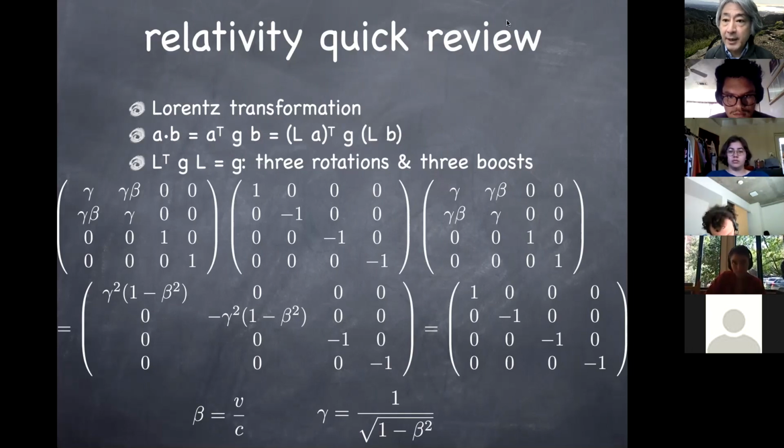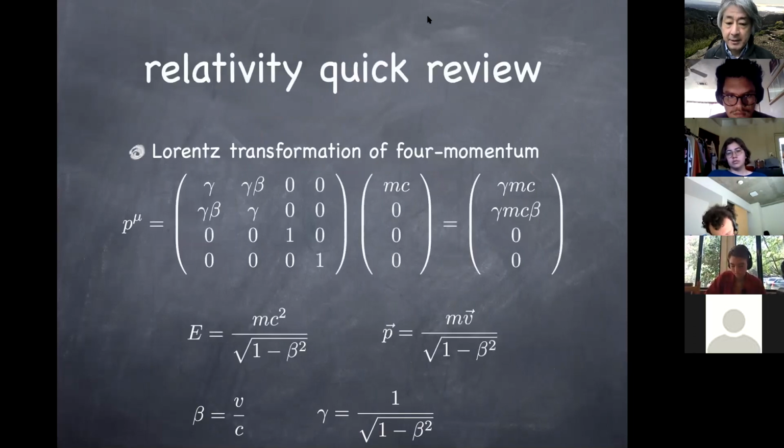Maybe I should actually use the laser pointer to make it a little bit more visible. Annotate, spotlight. Okay.